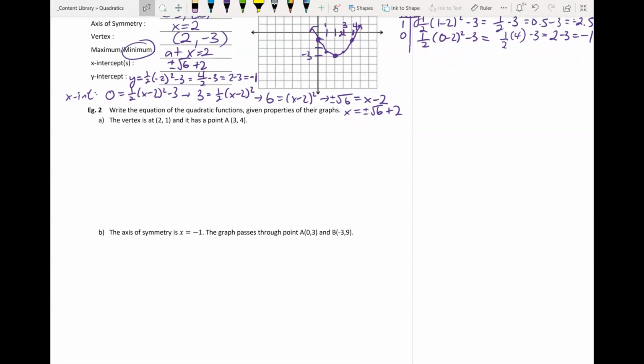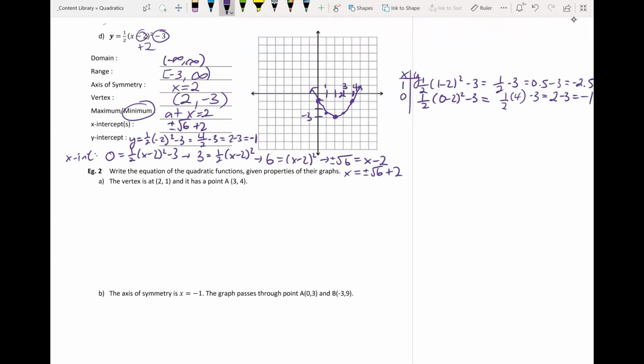All right, so for example 2, we want to write the equation of the quadratic function given only the properties of their graph. So we want to get something of this form, given that we know what the vertex is and we know what the other point is. So we're going to make sure that our equation is in the form of y equals a(x minus b) squared plus c. We can tell what B and C are right away because we were given the vertex. This is going to be our B value. This is going to be our C value.